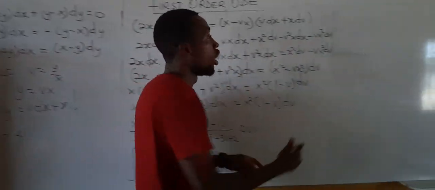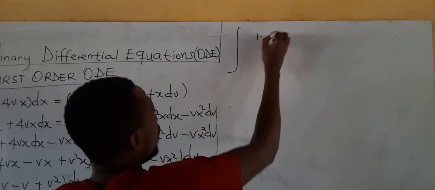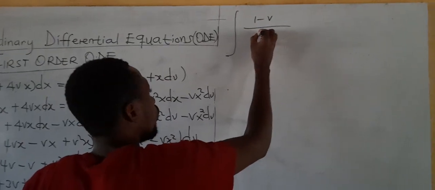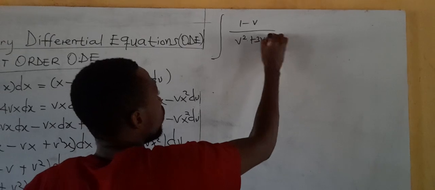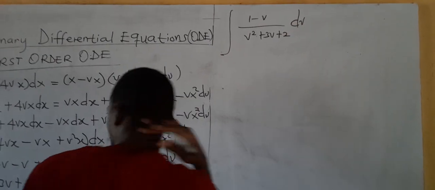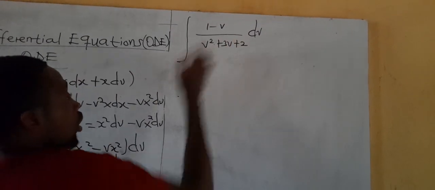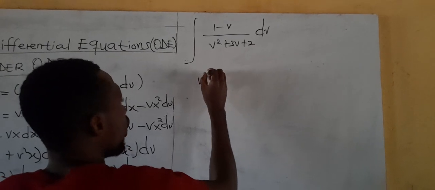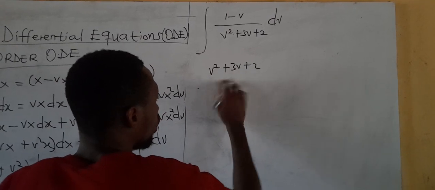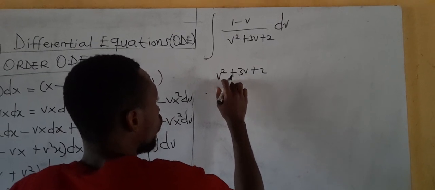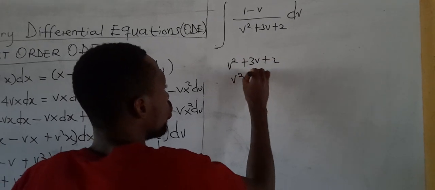So now, let's try to integrate our (1 minus V) all over (V squared plus 3V plus 2) dV. We are trying to integrate that. So first off, I'll factorise the denominator to see if it is possible. V squared plus 3V plus 2. So remember how to solve quadratic equations. You find two factors, which add to give 3 and multiply to give 2. So that will be 1 and 2.